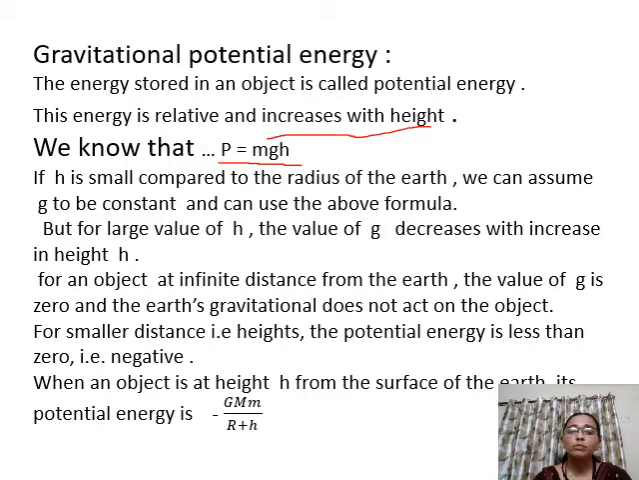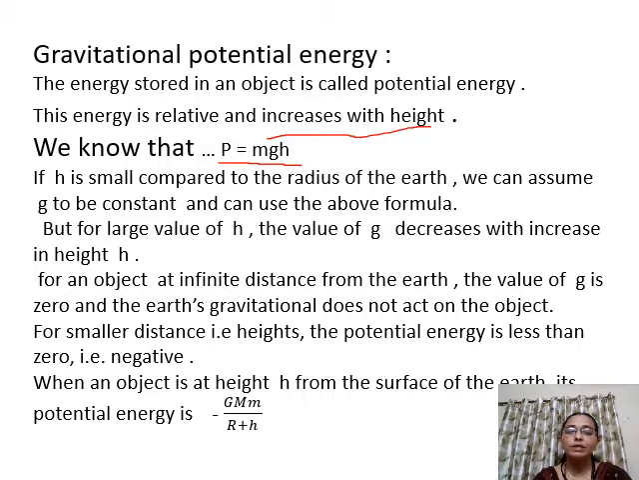Then think, if the object is at infinite distance from the earth, then the value of g is 0. The earth's gravitation does not act on that object. So at smaller distances, the potential energy is negative, that is, less than 0, and for objects at greater height, the potential energy goes on increasing and they will not come under the gravitational force of the earth.